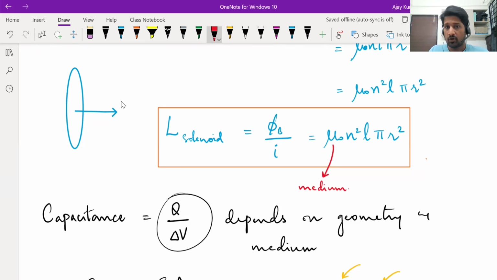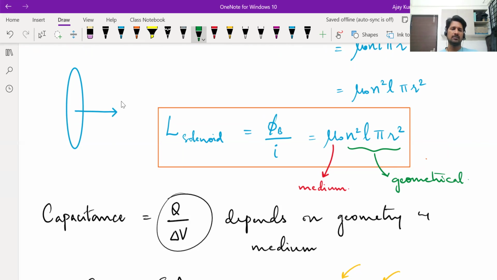What is N? N is number of turns per unit length. So it depends on how tightly the coil is wound. That is a geometrical factor. L is the total length of the solenoid, geometrical factor. R is the radius, geometrical factor. So these terms are geometrical factors. So self-inductance of a coil also, like capacitance, depends on the medium inside that coil and the geometry of the coil, the shape of the coil. We proved it in case of a long solenoid, but it is true for other coils also.